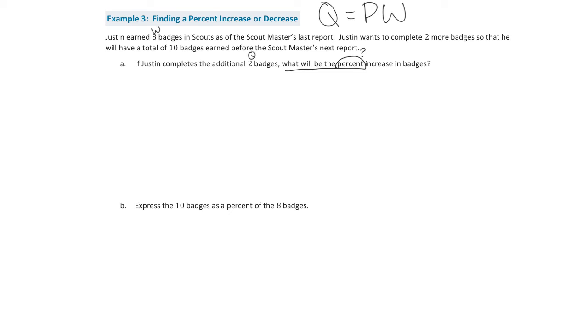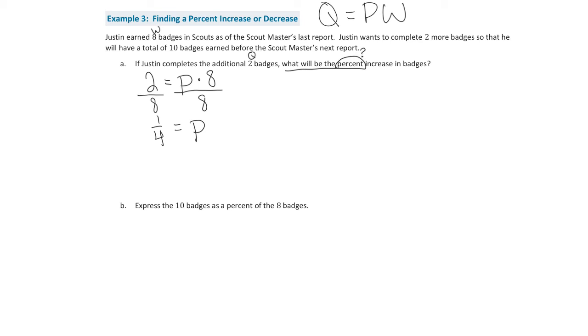To set up this formula, I have my quantity, which is 2, equals my percent, which we're looking for, and we can use P to represent percent, times the amount of badges that Justin has, which is 8. So now I need to get P by itself. I know that this is a multiplication problem, so the opposite of multiplication is division. So I'm going to divide by 8 on both sides to get 1P, which is what we want. Now I have 2 divided by 8, and if we want to simplify this, we can simplify it by 2, and that's going to give us 1/4.